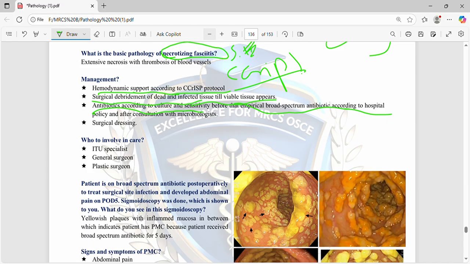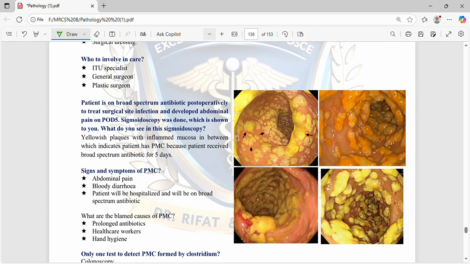The patient is on broad spectrum antibiotic post-operatively to treat surgical site infection and develops abdominal pain. On post-operative day 5, sigmoidoscopy was done, which shows this. Okay, so this is the sigmoidoscopy of the patient. What do you see in this sigmoidoscopy?